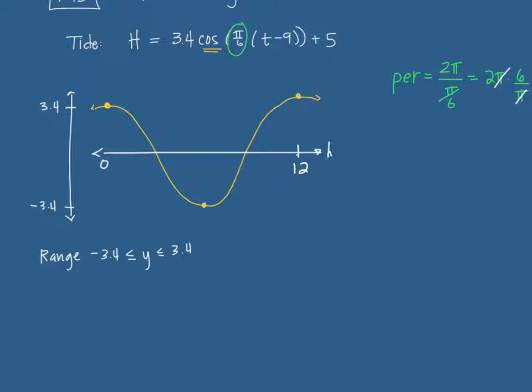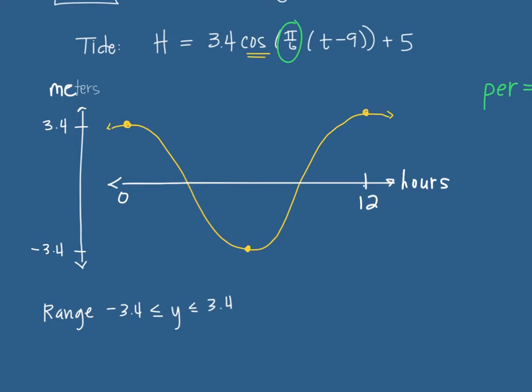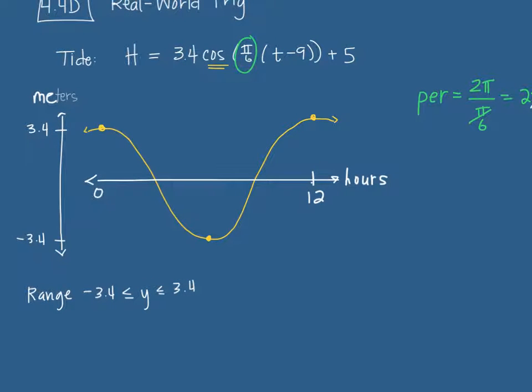So I want you to label your axis as hours here. And then your other axis, I want you to label as meters, because this is the height. All right, now, as Diego was kind of hinting, we are going to move this graph side to side, and we're also going to move this graph up and down. Diego had noticed that the plus 5 there is going to result in a shift. Now, I do not have to shift my graph.